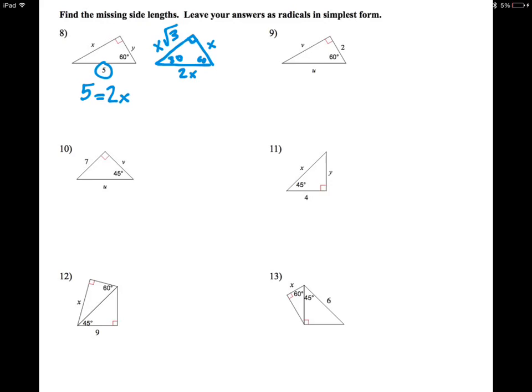Excellent. Now let's solve for x. 2x equals 5, so x equals 5 over 2. Okay, so now I can see here that if this is x, this is 2x, that y must equal 5 over 2. So that's one of my answers. Y equals 5 over 2.